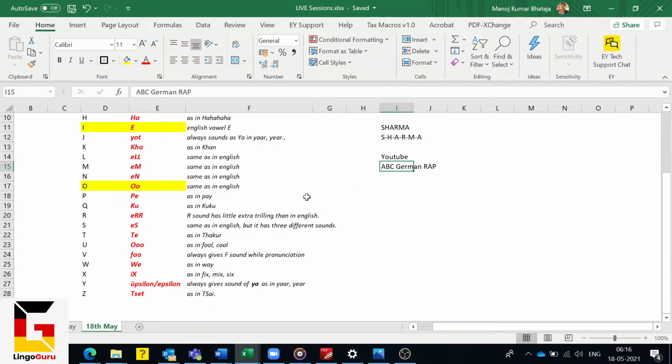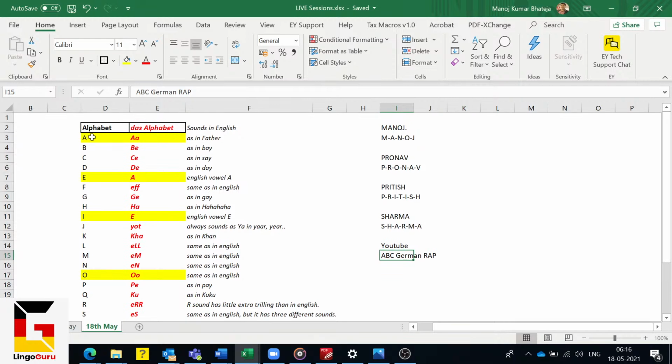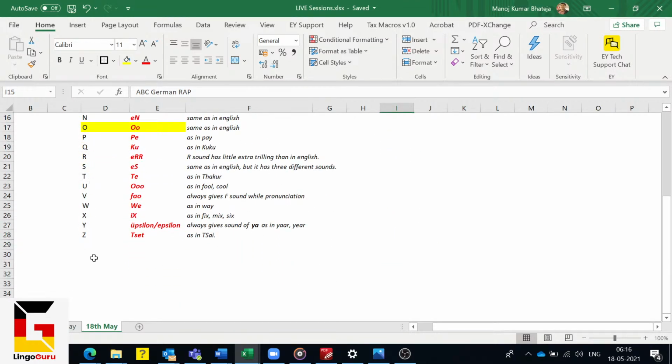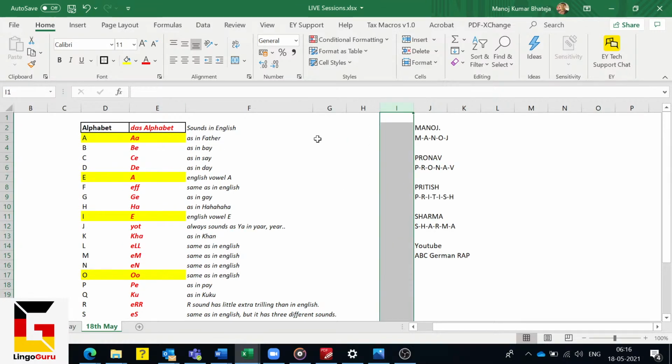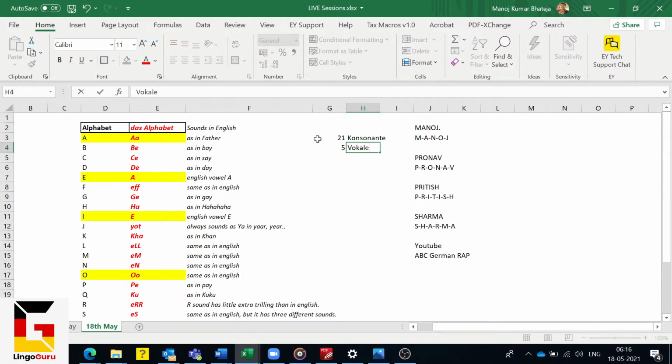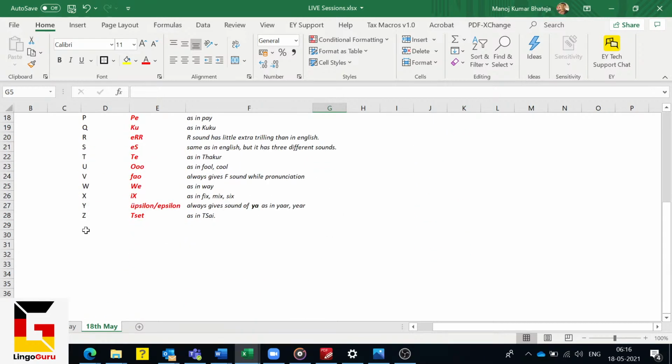These are the 26 common alphabets we have in German. There are four additional out of these 26. Out of these 26, we have 21 Konsonante und 5 Vokale, vowels. Now, if we talk about some special German characters, we have four. There are three vowels, which is this, and this, and one consonant, which is this.